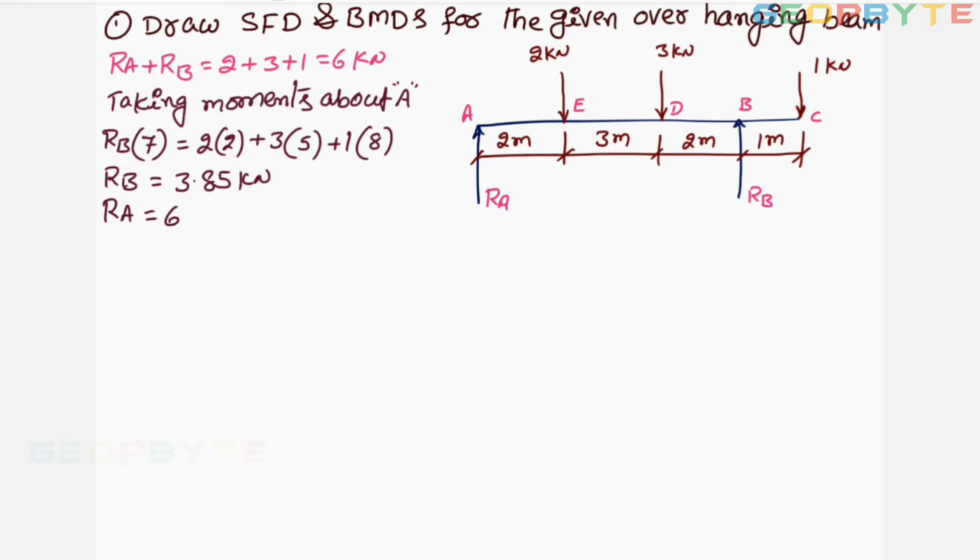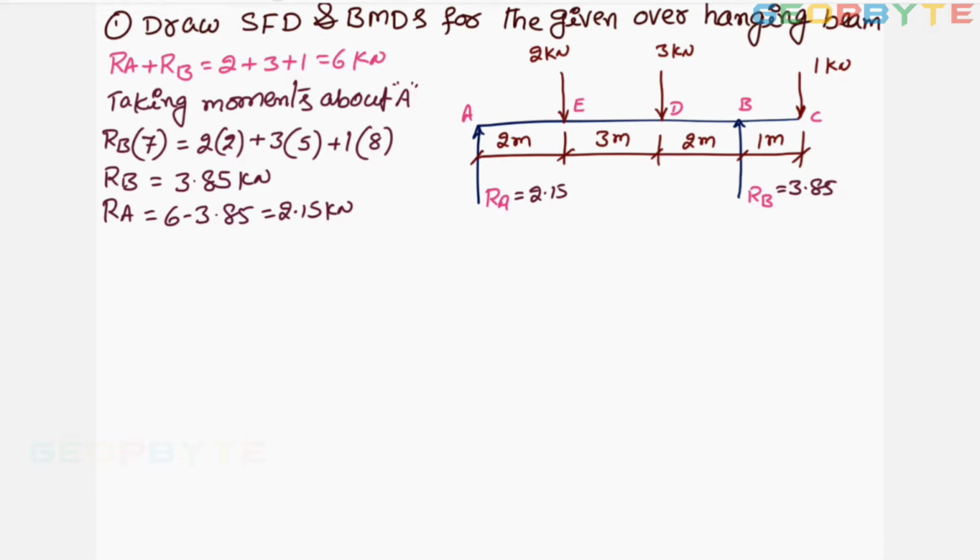Then what is RA? RA is equal to 6 minus 3.85, which is 2.15 kilonewtons. Let us write those values: RA equal to 2.15, RB equal to 3.85. That is how you can find RA and RB separately.